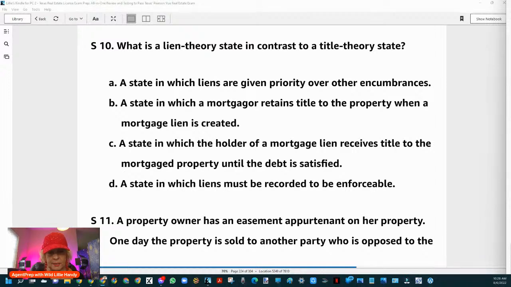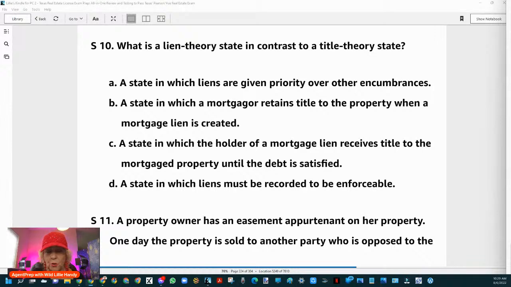Not quite C. The answer here, I'll give you another moment. See if anybody else is going to take a chance. Okay, the answer is actually A, a state in which liens, a mortgagor retains title to the property. I'm sorry. I'm reading the right statement, but said the wrong letter. B, okay, yes, you're right, B. A state in which a mortgagor retains title to the property when a mortgage lien is created.